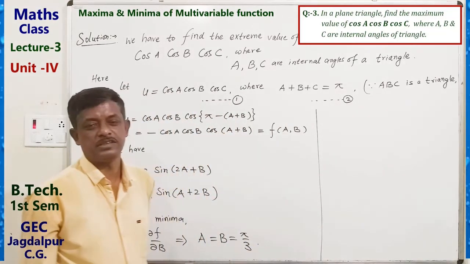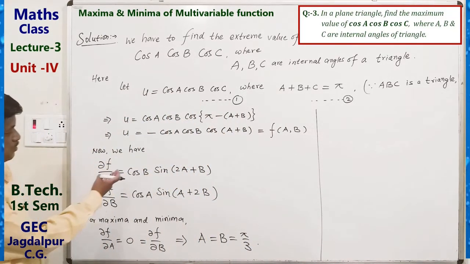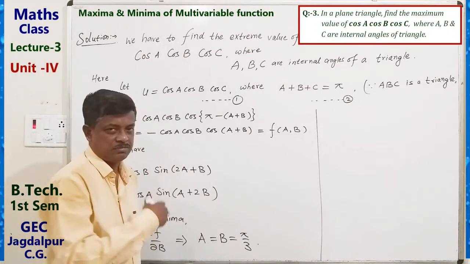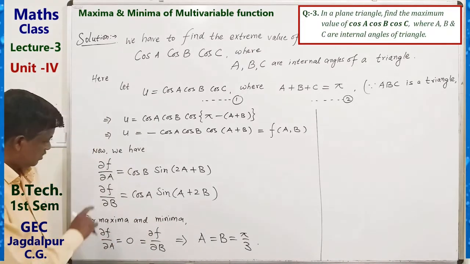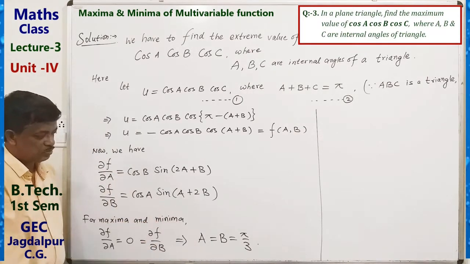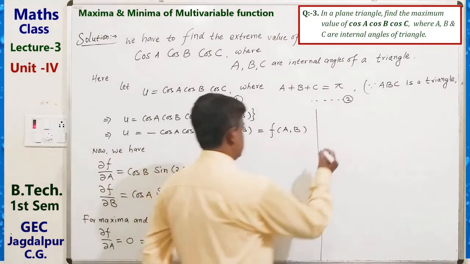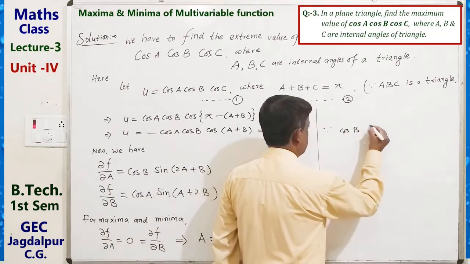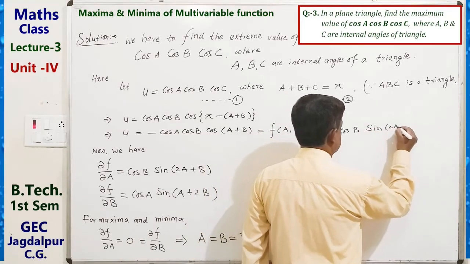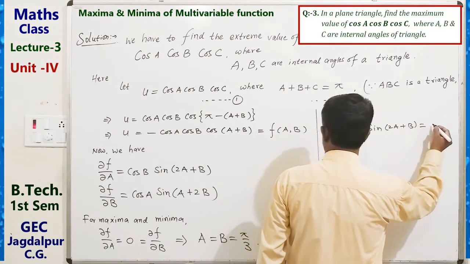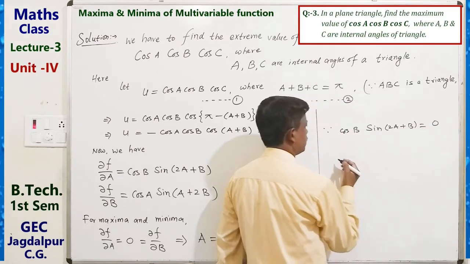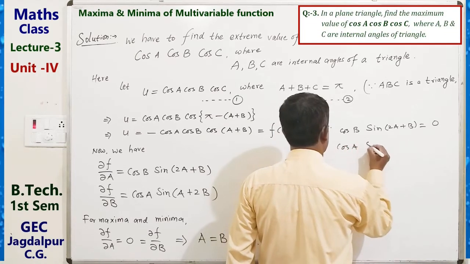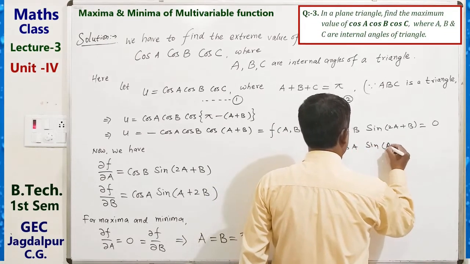By solving, we can see that cos b sin(2a + b) = 0 and cos a sin(a + 2b) = 0. Just solve it. This is equal to 0, this is equal to 0, which implies a = b = pi/3. How? Since cos b sin(2a + b) equals 0, and also cos a sin(a + 2b) equals 0.